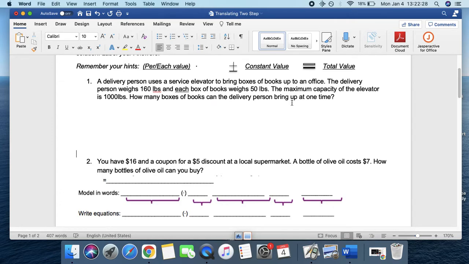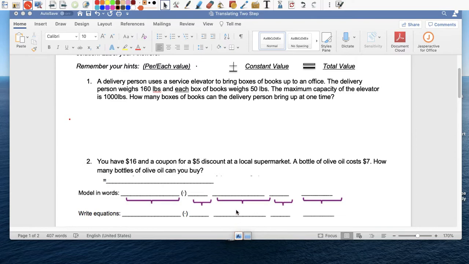So we have an elevator, and the elevator is going to go up, and we want to find out how many boxes can fit in there. The maximum the elevator can take is a weight of 1,000 pounds. So whatever we put in the elevator can only equal 1,000, it can't be higher. So what's going up in the elevator? Boxes, right? So how many boxes? That's your clue that the variable is going to be b.